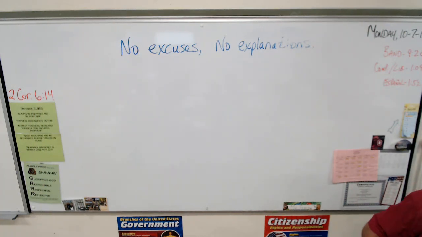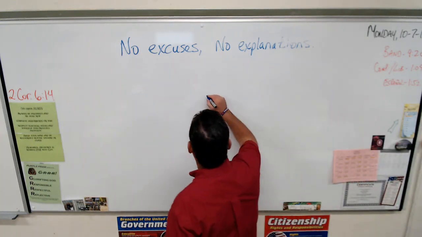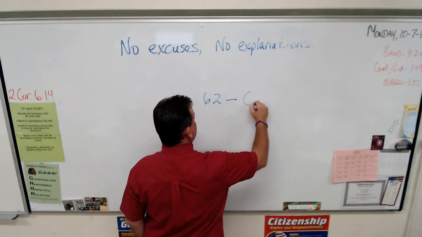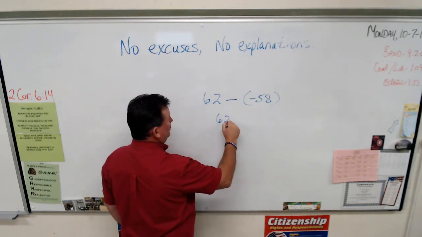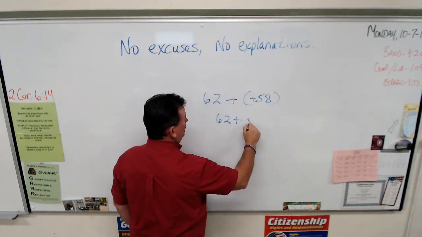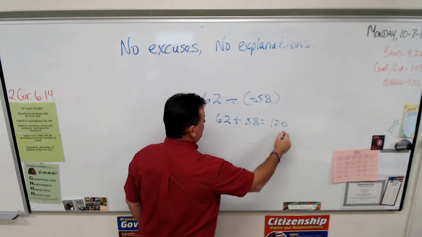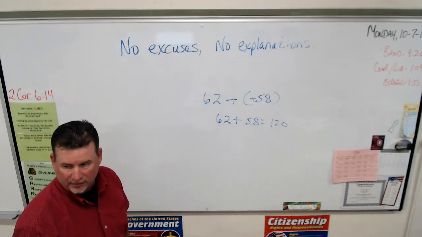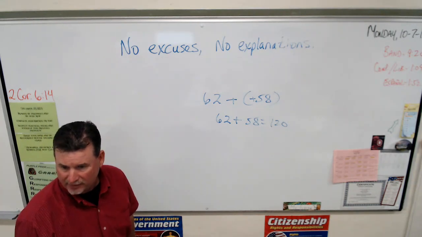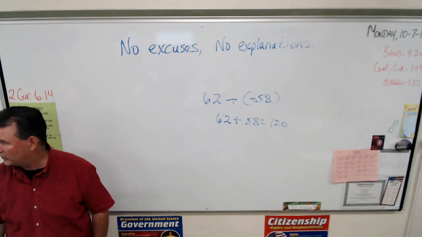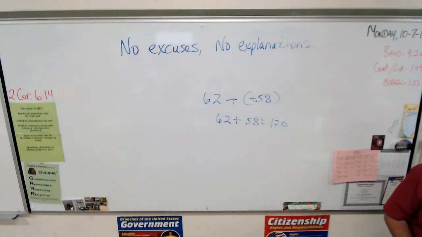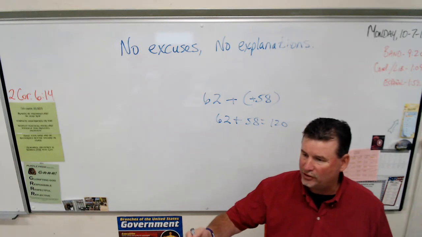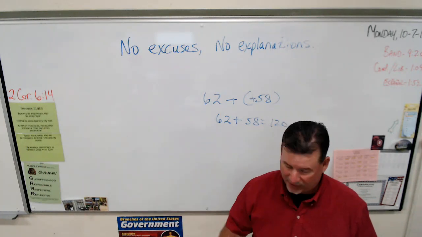Because remember, you don't ever really subtract. You add the opposite. So they got 62 minus negative 58. You know what you do? You change that into 62 plus 58. And that's how we got 120. Does that make sense, everybody? No. Who said no? Noah, when they give you a subtraction problem and when you're working with integers, you don't actually subtract, you add the opposite.